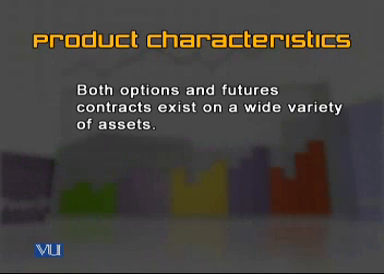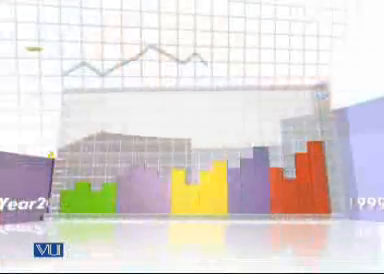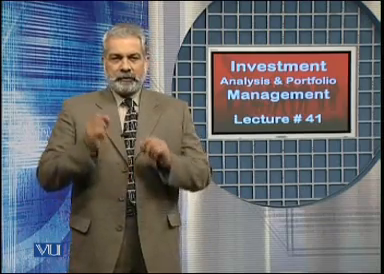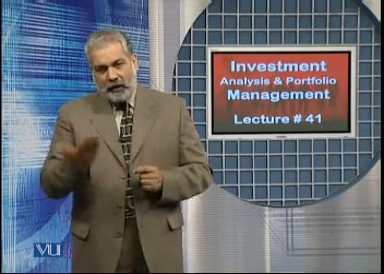So both options and futures contracts exist on a wide variety of assets. Since the word derivative is there, you can have a derivative of anything worth the while. You only have to have an underlying asset available to you so that you can use it for a derivative. The options trade on individual stocks, on market indices, on metals, on interest rates, future contracts, anything. You name it and they've got it on the options market. The trick is that there has to be an underlying asset for the options to be derived from.